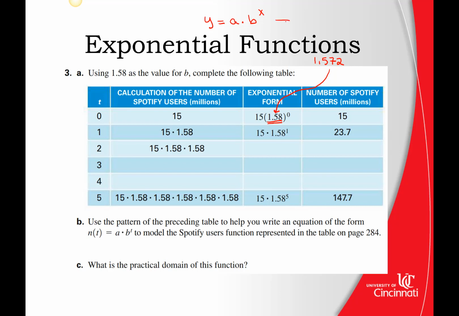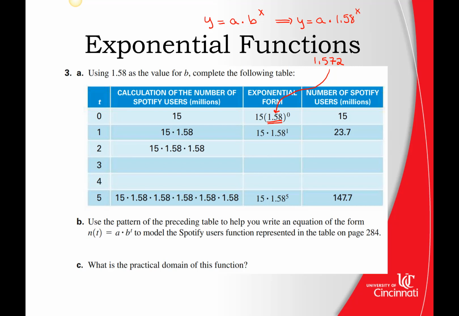Okay? In this example, we're going to have this value A times the 1.58 to the x power. Now we have to figure out what A is. A is another number. A is actually pretty straightforward to figure out.